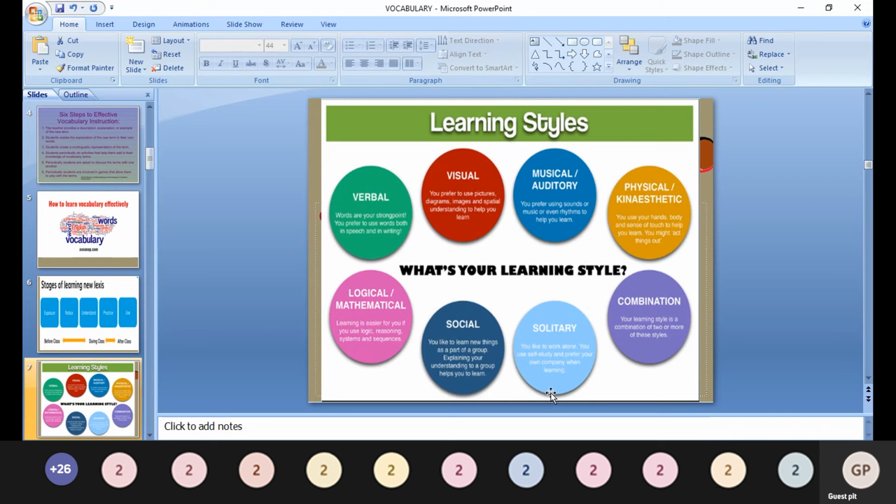Solitary, you opt to learn alone. You sit, you think about the word, you try to use it in different ways, in different sentences, on different occasions. Solitary, you learn for yourself.